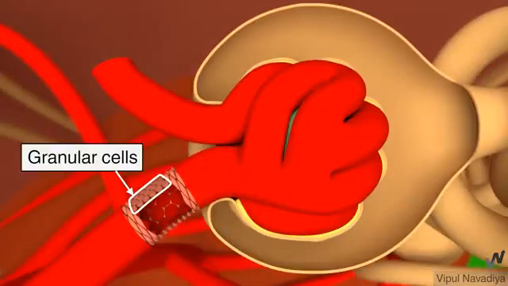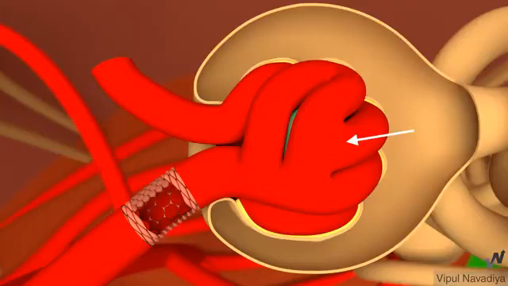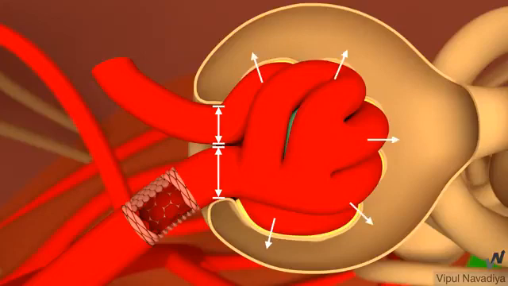Close to corpuscle, they have specialized cells called granular cells. They are part of juxtaglomerular apparatus. The arteriole then forms the glomerular capillary tuft which continues as efferent arteriole. You might have noticed the diameter of the efferent arteriole is smaller than the diameter of afferent arteriole. This is to maintain pressure inside the glomerulus for filtration.